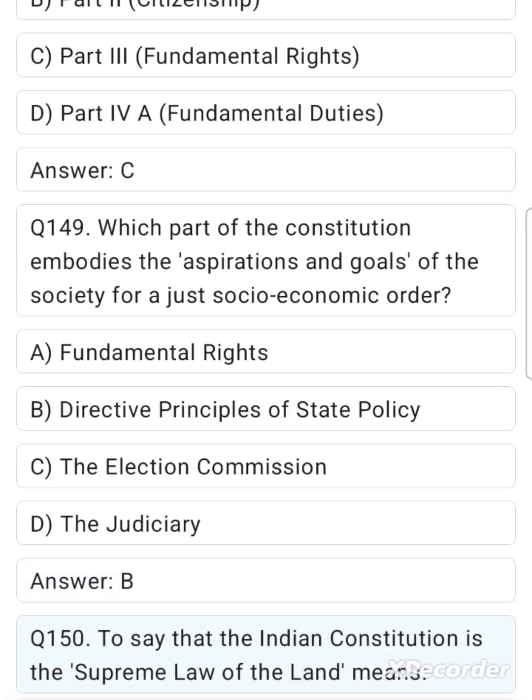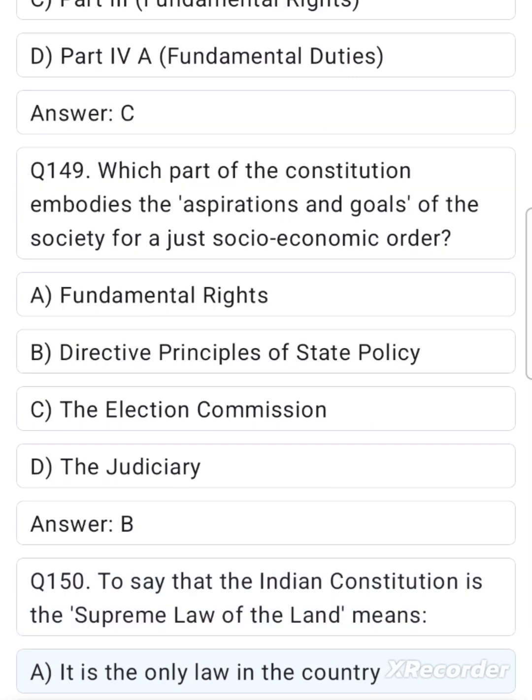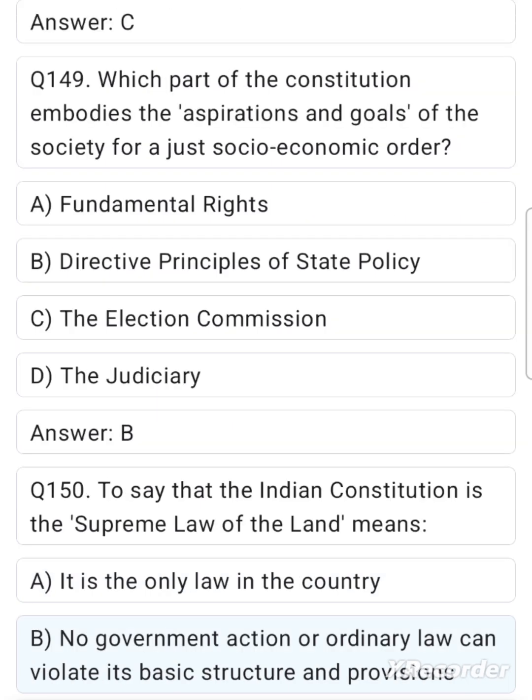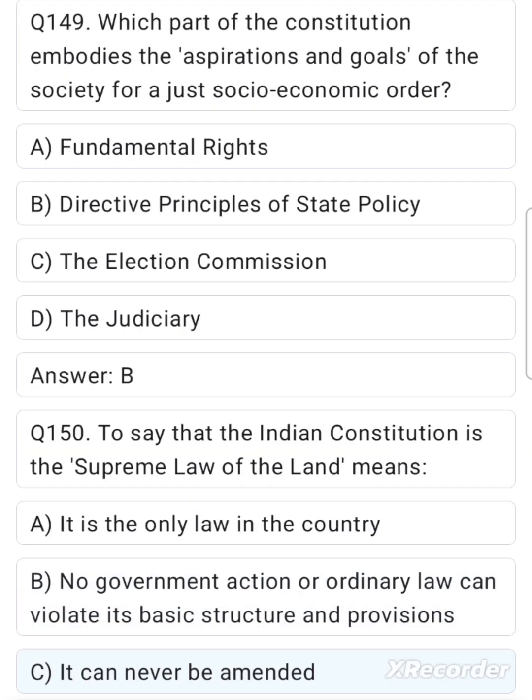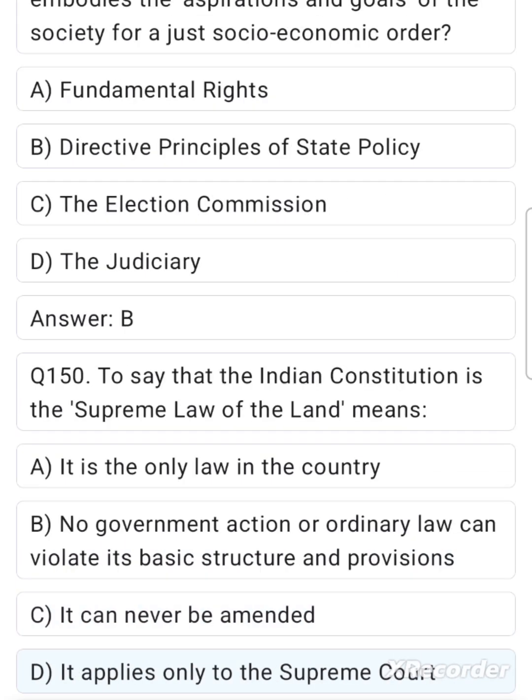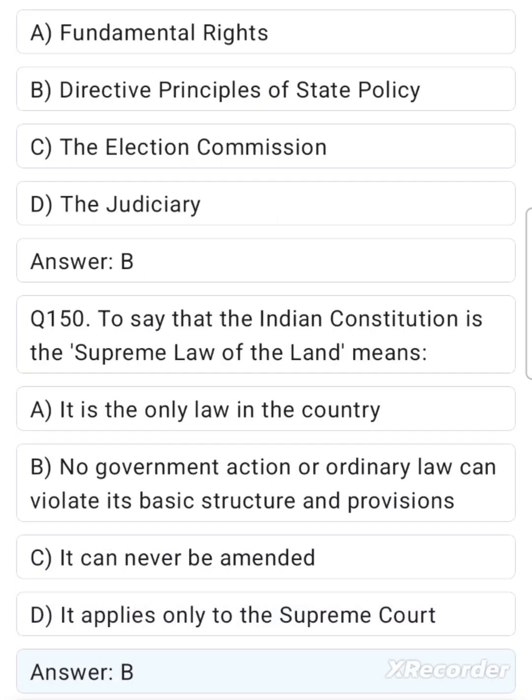Q150. To say that the Indian Constitution is the supreme law of the land means A. It is the only law in the country. B. No government action or ordinary law can violate its basic structure and provisions. C. It can never be amended. D. It applies only to the Supreme Court. Answer B.